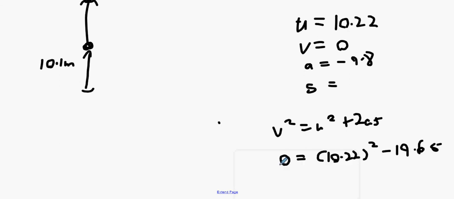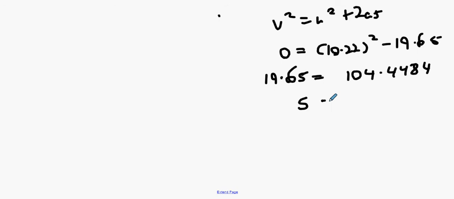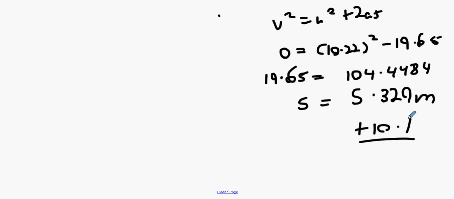So it's going to be 104.4484, and this is going to be 19.6 s. And divide that by 19.6. And we get a distance of 5.329. Will we get full marks for that? What do I have to do? Add on your 10.1. And we get 15.429. Right.